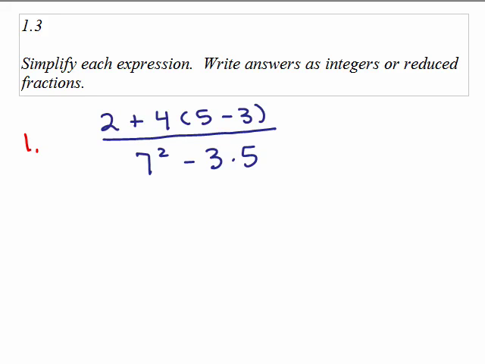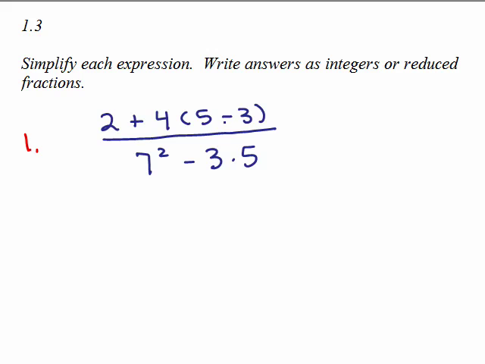All right, I'm going to do complete solutions to review problems to get ready for tests from the Martin Gay Algebra textbook. All right, so we start with section 1.3, and the directions were simplify each expression and write answers as integers or reduced fractions. So basically that's saying don't write it as a decimal.